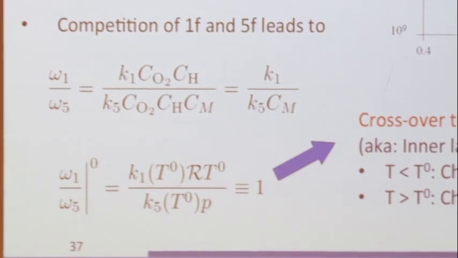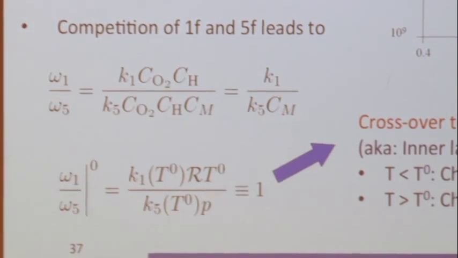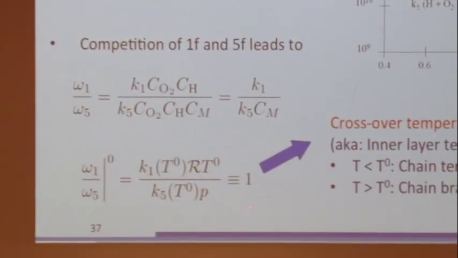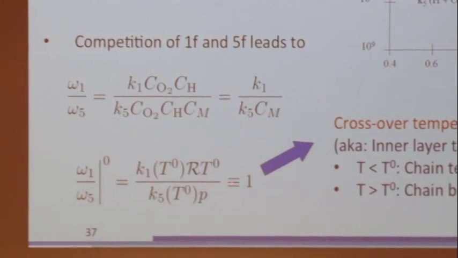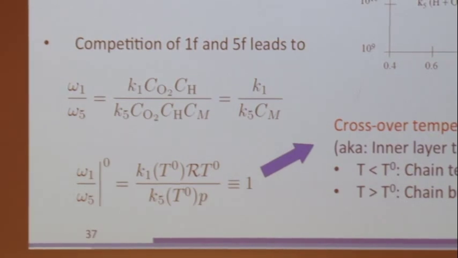And you see, these k1, k5 are only functions of temperature, just these Arrhenius coefficients. And C_M here is a function of pressure and temperature. So this ratio is just a function of pressure and temperature. From this I can say, if it's larger than 1, I get this. If it's smaller than 1, I get that. So let's compute the temperature where this is exactly equal to 1. And that's the crossover temperature.